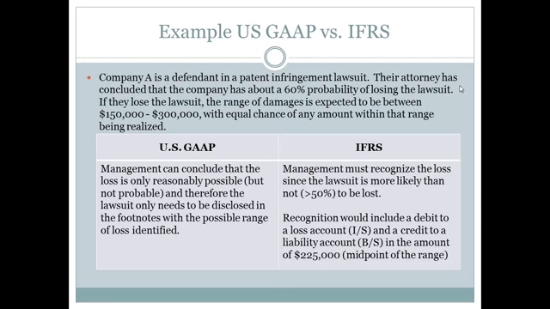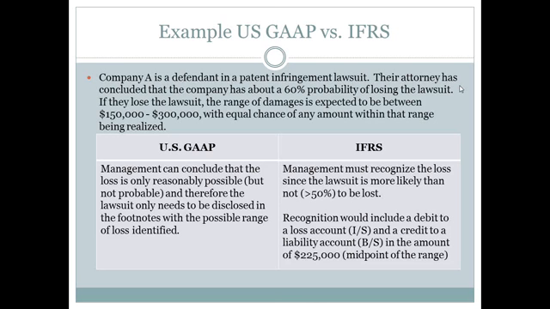We'd have a hard time arguing that it's remote. 60% is pretty substantial. It's not a 5 or 10% chance. It's more than remote. But management could reasonably conclude that it is not probable. It's reasonably possible. It's not much more than 50% likelihood of losing the lawsuit. So management could conclude that the loss is only reasonably possible, and therefore we only need to disclose the facts and circumstances in the footnotes. There is no loss to be recorded on the income statement and no liability to be recorded on the balance sheet.